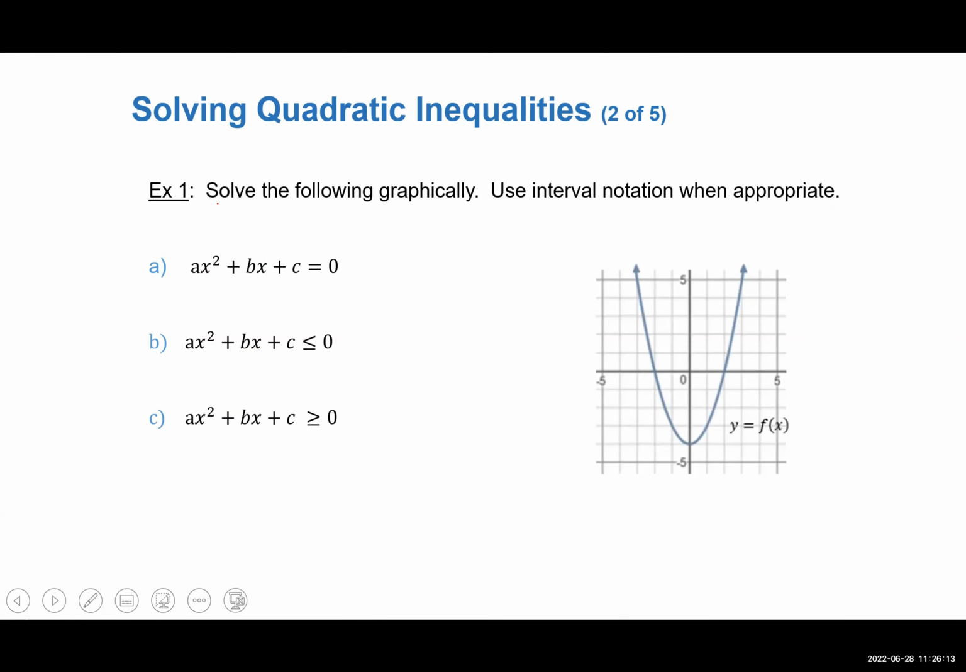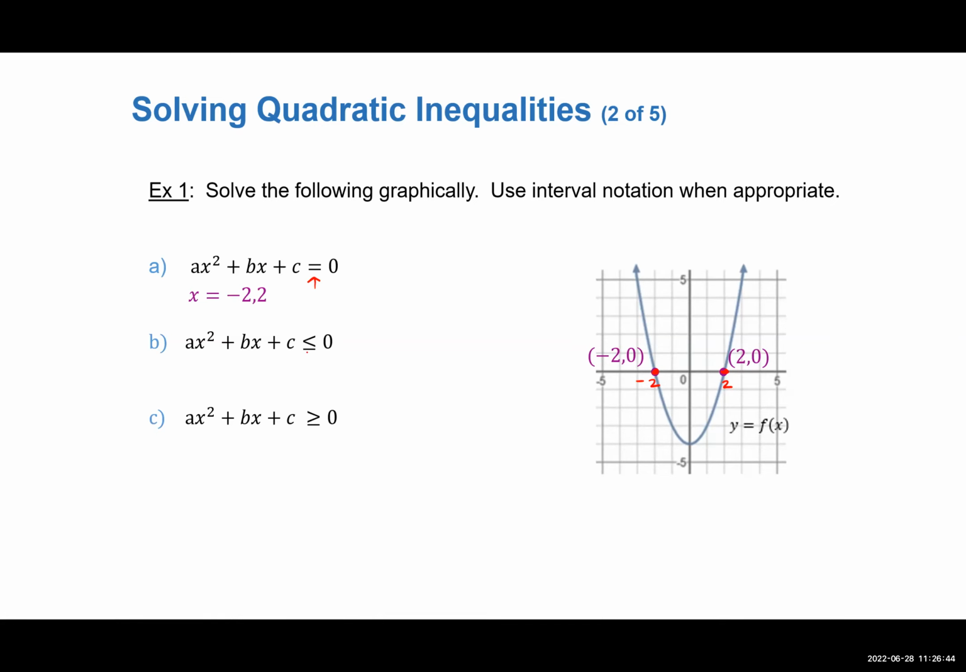So an example, solve the following graphically. Use interval notation where appropriate. So again, we're saying equals 0. So we're looking for on the x-axis. So this is going to be x equals -2 and x equals +2. Those are going to be our values for when the quadratic function equals 0.